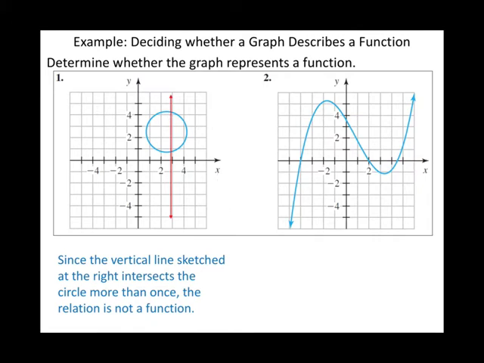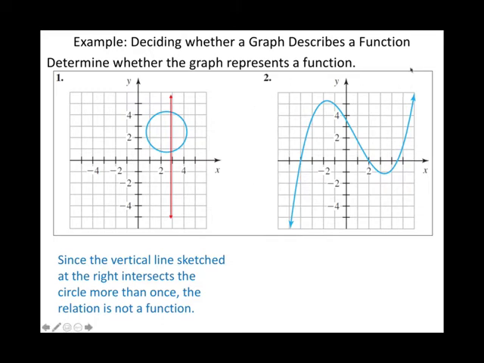This is not a function because I hit 2 points here. You could think about it this way. When x equals 3, I get 2 points here. y may be about 0.8, and another point will be 4.2. So one x gives 2 outputs, I have 2 y's. So I know this is not a function.